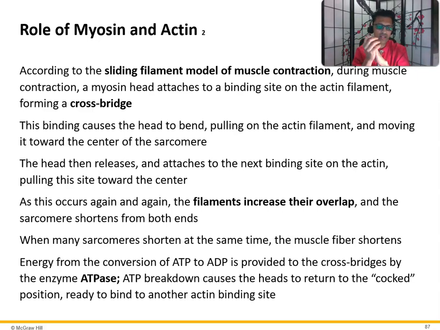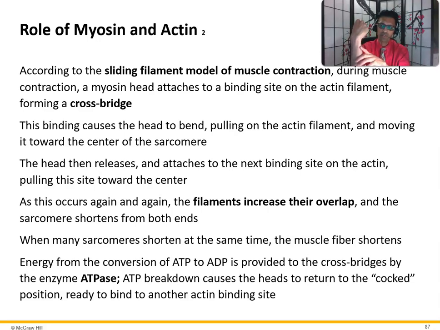As this occurs again and again, the filaments increase their overlap and the sarcomere shortens from both ends. When many sarcomeres shorten at the same time, the muscle fiber shortens. So energy from the conversion of ATP to ADP is provided to the cross bridges by the enzyme ATPase. ATP breakdown causes the heads to return to the cocked position, ready to bind to another binding site.